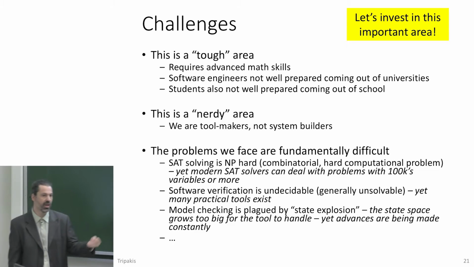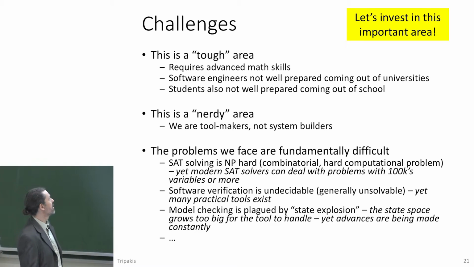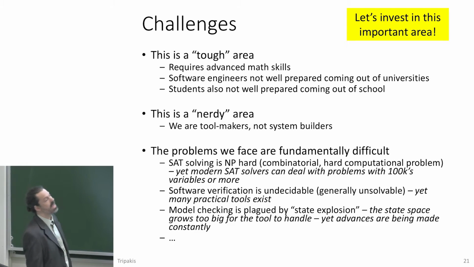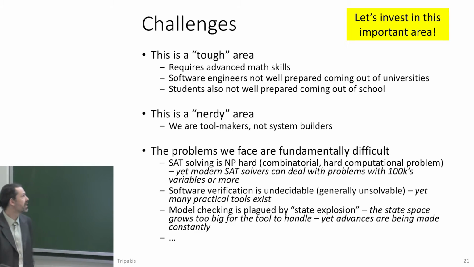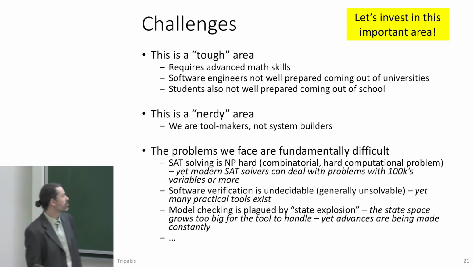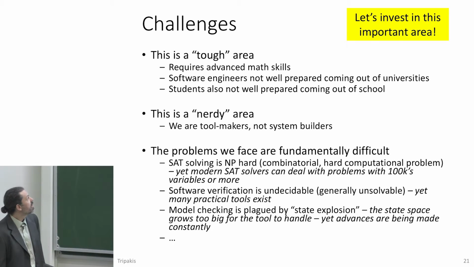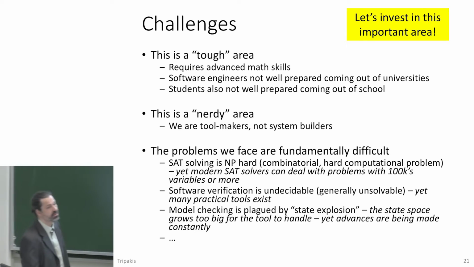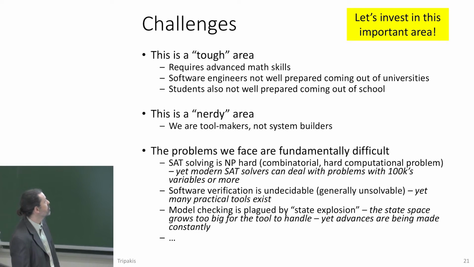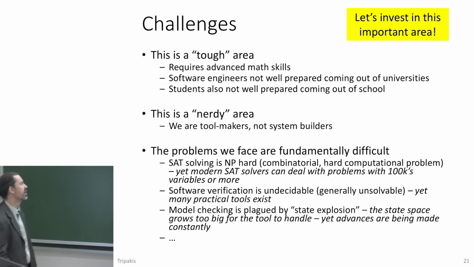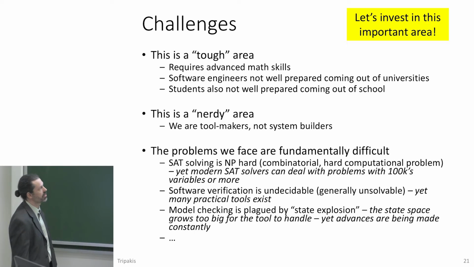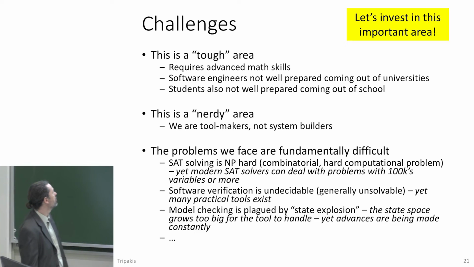SAT solving is perhaps a very famous problem. Take a Boolean formula, check whether it's satisfiable. It's a so-called NP-hard problem. It means it's combinatorial, one of the most computationally hard problems in a class of NP-hard problems. Yet modern tools called SAT solvers can deal with this problem in most practical cases, even when the problem has hundreds or even millions of variables.